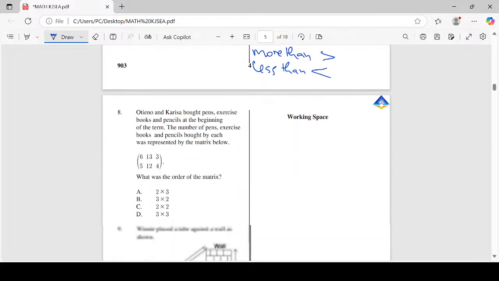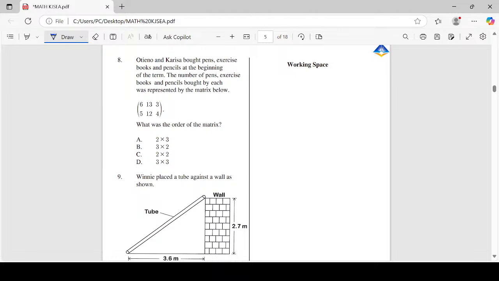Let's look at question number 8. Otieno and Kasira bought pens, exercise books, and pencils at the beginning of the term. The number of pens, exercise books, and pencils bought by each was represented by the matrix below. What is the order of the matrix?